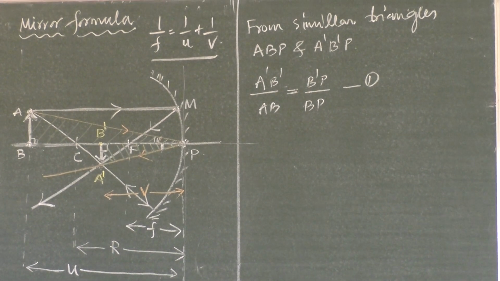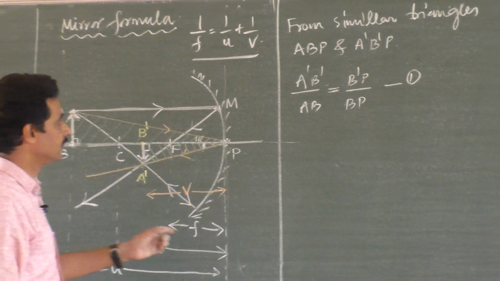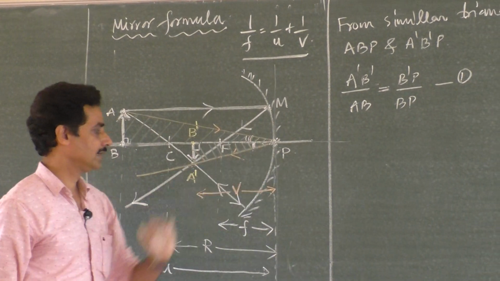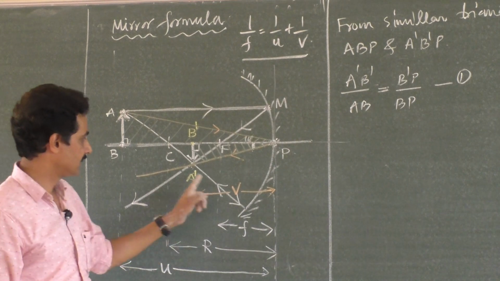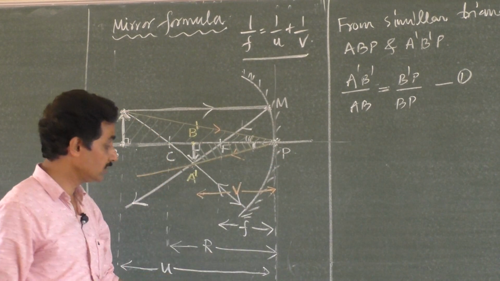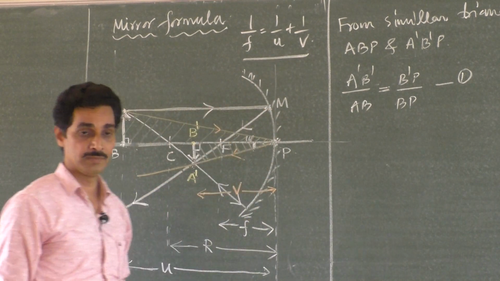Is it over? No. But we were able to get B dash P and BP into the picture. What is B dash P? B dash P is the image distance, from B dash to the pole. What is BP? Object distance. So 2 things have come into the picture, u and v.